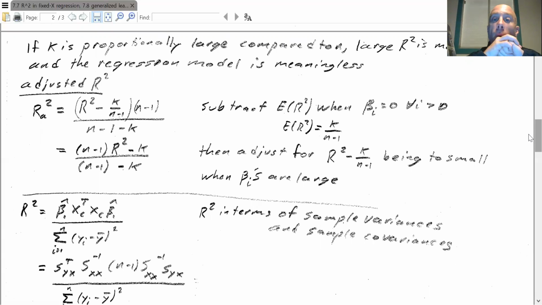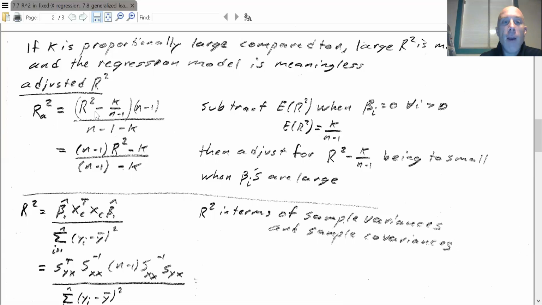So what we want to do is adjust our R squared calculation so that it's more meaningful. Here's my game plan. I'm going to take R squared, but subtract off the expected value when I have zero slope. So I'm going to take R squared and subtract k over n minus 1. That's this parenthesis right here.